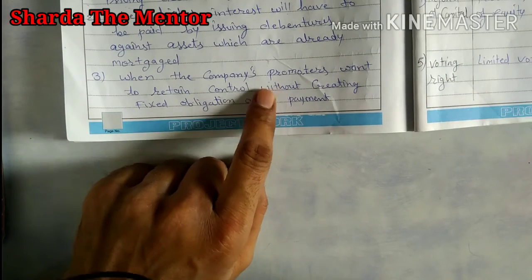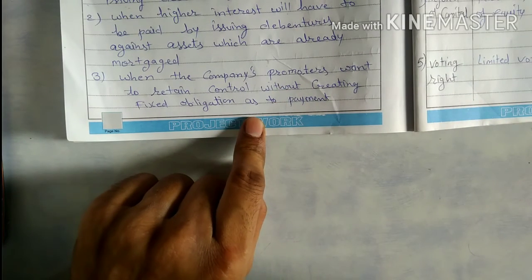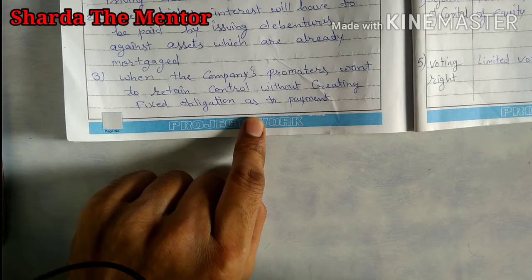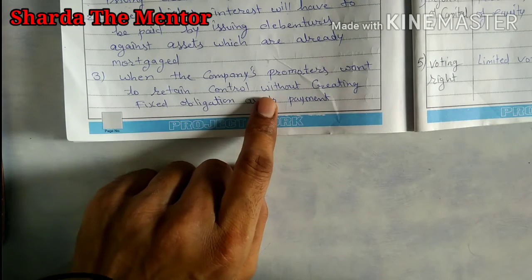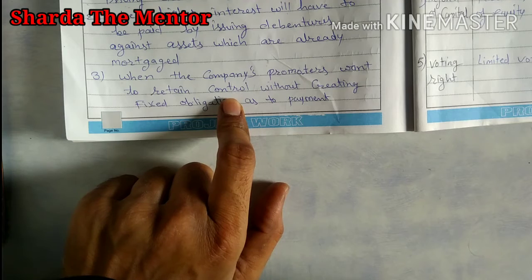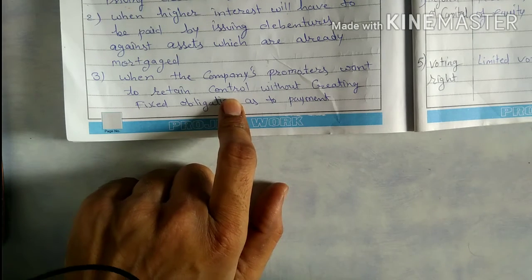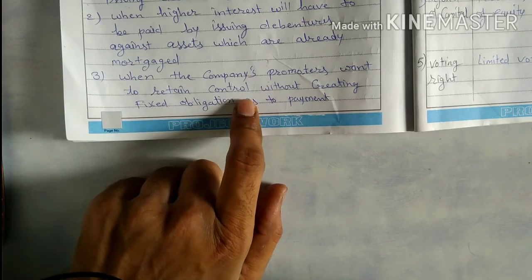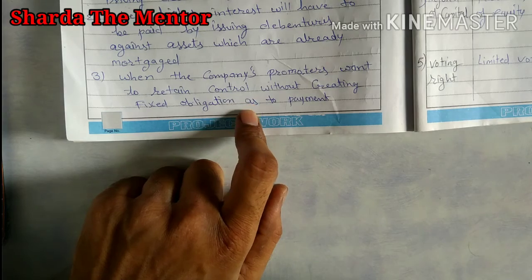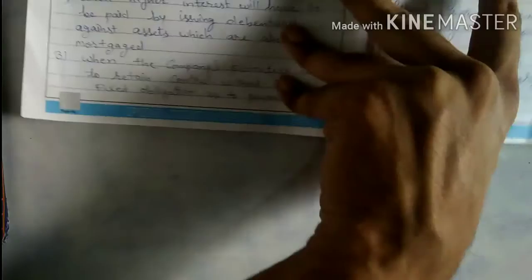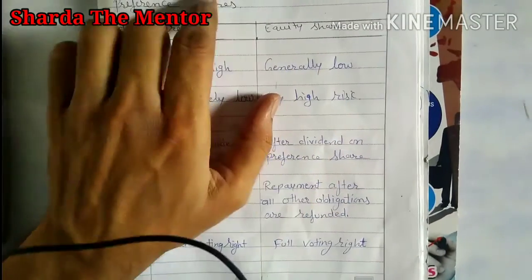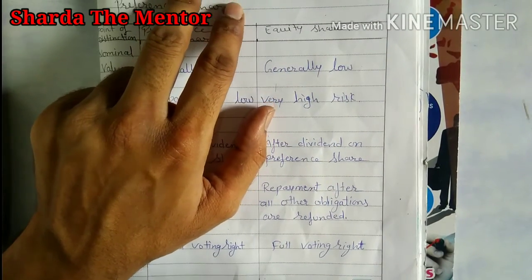Third, when the company's promoters want to retain control without creating a fixed obligation as to payment, like the promoter, the first person who thinks to start the company. When the promoter thinks that control will be in the hands of the equity shareholders, it is always advisable to issue preference shares.